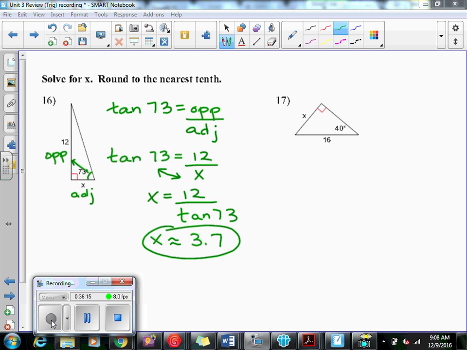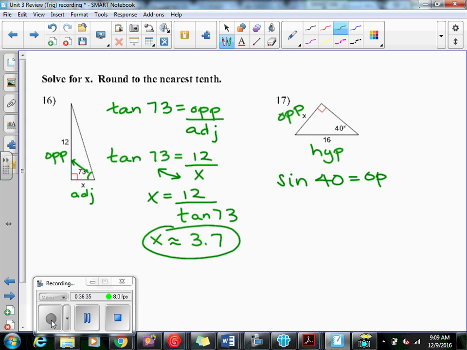All right, for number 17, if you label what you have from the acute angle, you're going to have x as your opposite leg, and the 16 is your hypotenuse. If you remember, the ratio that includes both opposite and hypotenuse is sine. So you have the sine of 40 equals opposite over hypotenuse. Substitute in the sine of 40 equals opposite, which is x, over hypotenuse, which is 16.